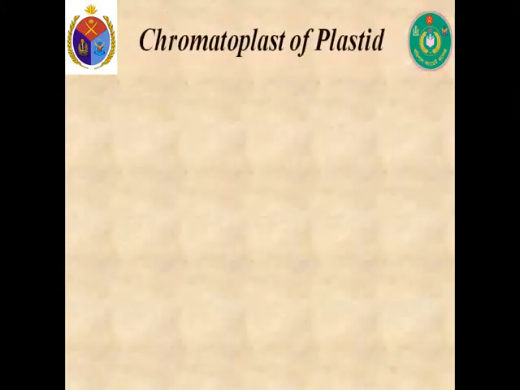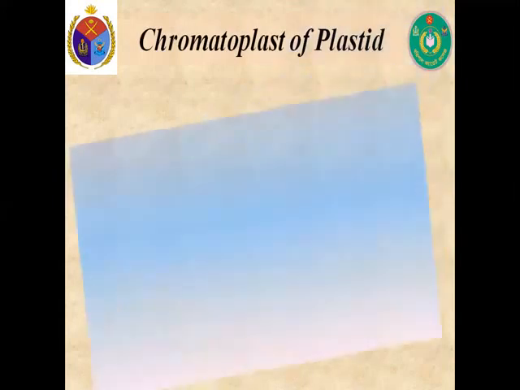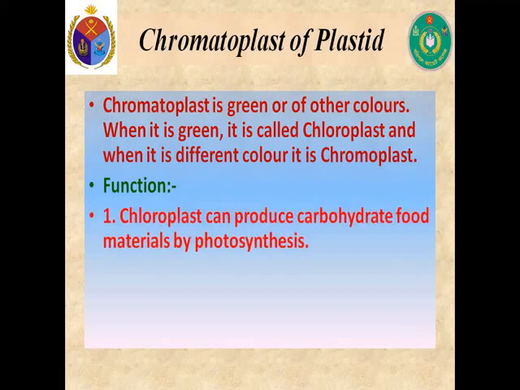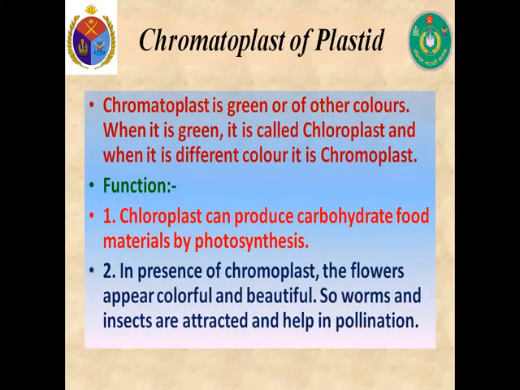Now, chromatoplast of plastid. Chromatoplast is green or of other colors. When it is green, it is called chloroplast, and when it is a different color, it is called chromoplast. Function: chloroplast can produce carbohydrate food materials by photosynthesis, and in the presence of chromoplast, the flowers appear colorful and beautiful, so worms and insects are attracted and help in pollination.